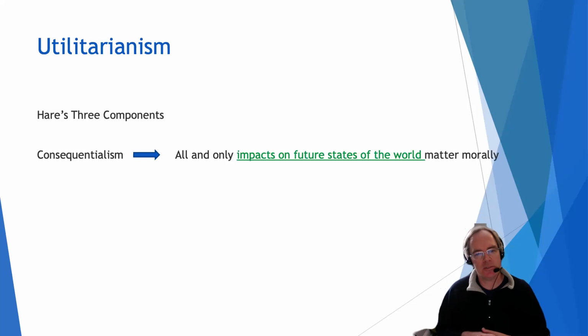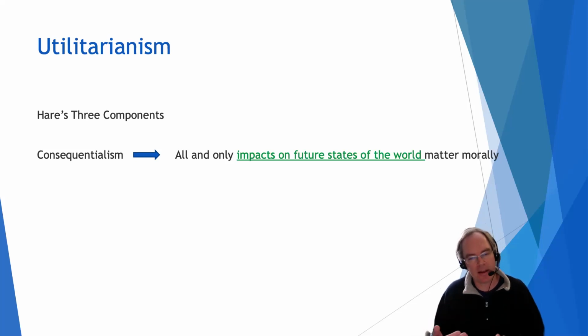So consequentialism says all and only the impacts of your actions, or what you don't do, your impact on the future states of the world, are what matter morally. So the consequences of what you do or don't do.